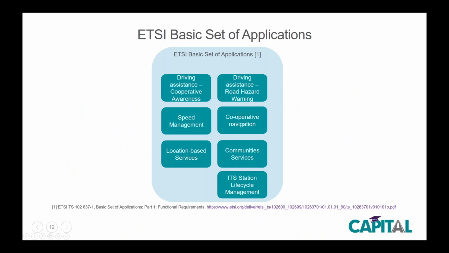Then what are the applications of C-ITS? So far, ETSI has defined the basic set of applications for C-ITS. The basic set of applications includes 7 applications, and each of the applications covers 1 or more use cases. In addition to the basic set of applications, other C-ITS applications have also been defined by ETSI, such as intersection safety applications included in ETSI vehicle to X applications.